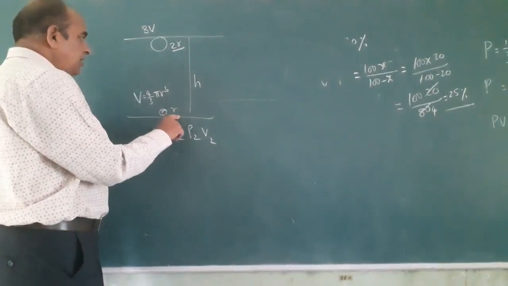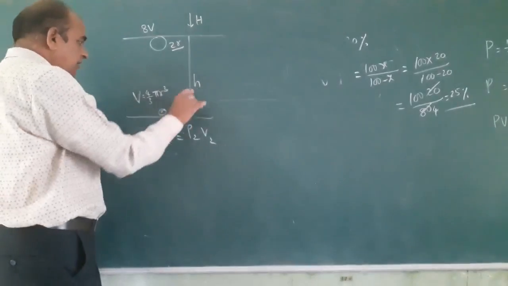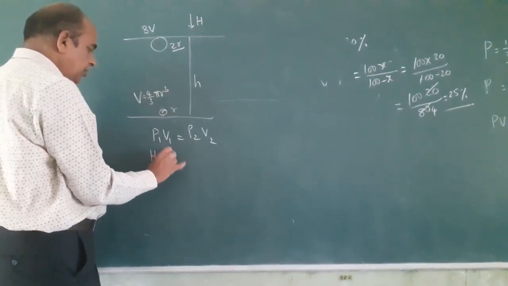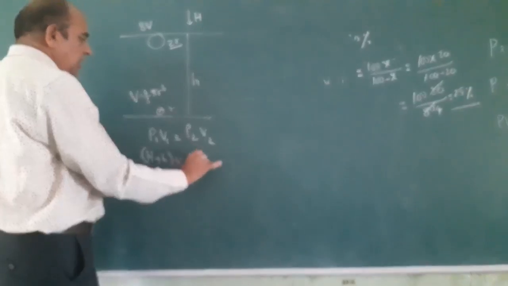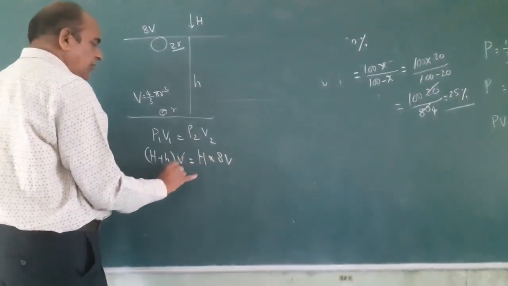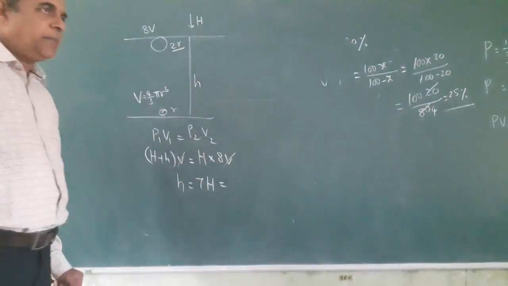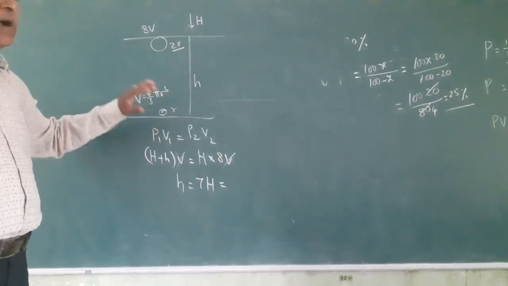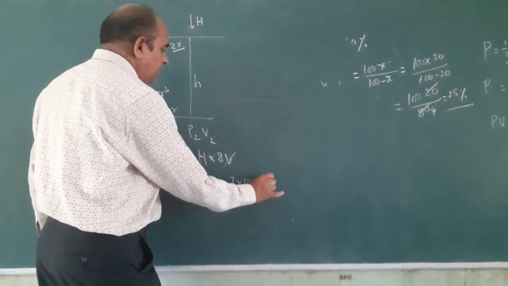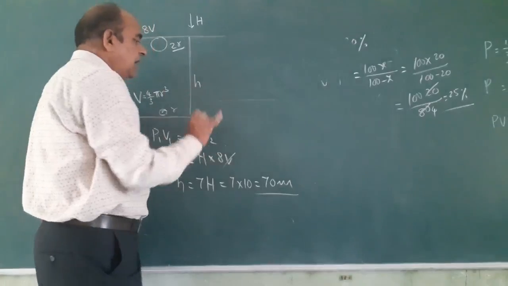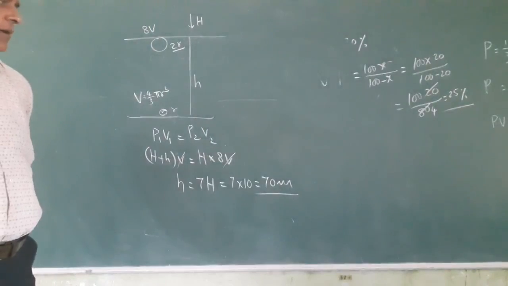So here the pressure is atmospheric pressure capital H plus water liquid pressure h. So (H plus h) into volume V is equal to, at the top, only atmospheric pressure H into volume 8V. So V, V cancel, h is equal to 7H. Capital H means atmospheric pressure in terms of water, that is 10 meter. So 7 into 10 meter, that is 70 meter. The depth of the lake is 70 meter.